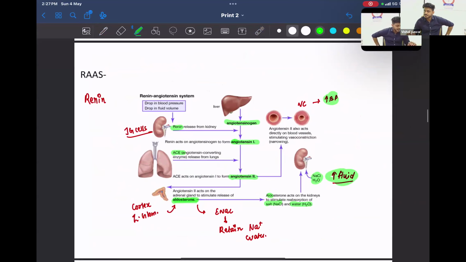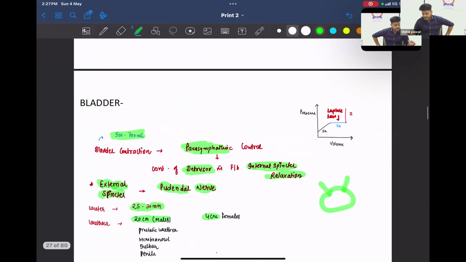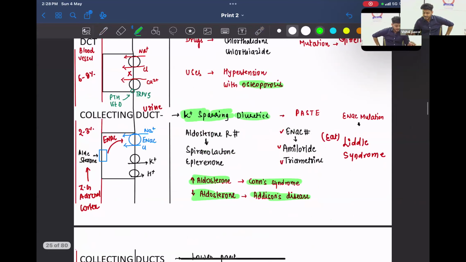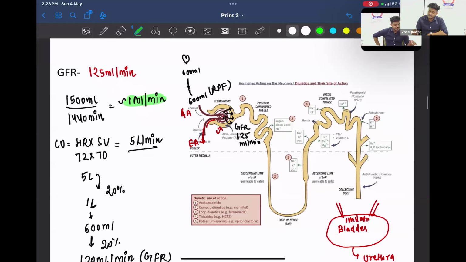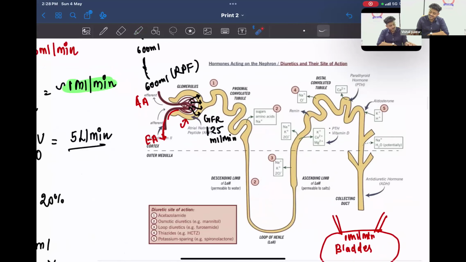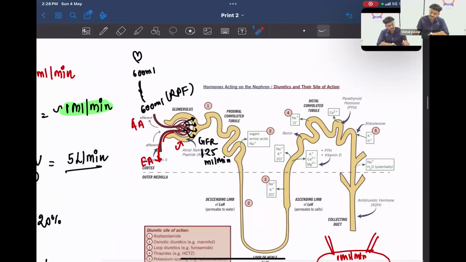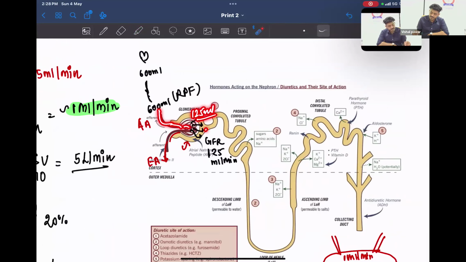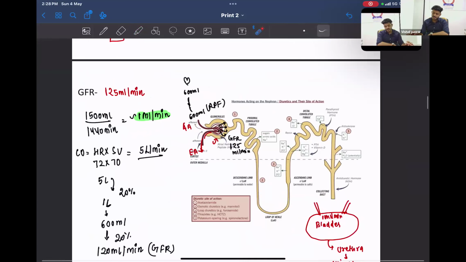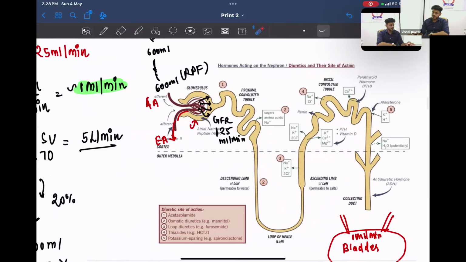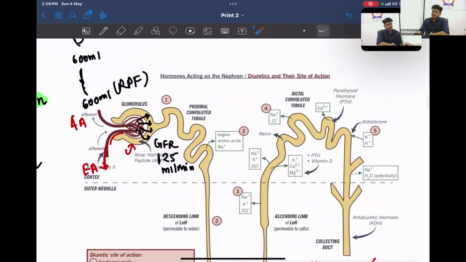You understand this? I'll give you a quick recap of what we have discussed here. We are having certain parts. You already know how much blood is coming here. This is going to be 125 ml per minute. This is known as GFR. Give your complete concentration for 5 minutes and then we will have a lunch break. Okay? So we are going to have this GFR.